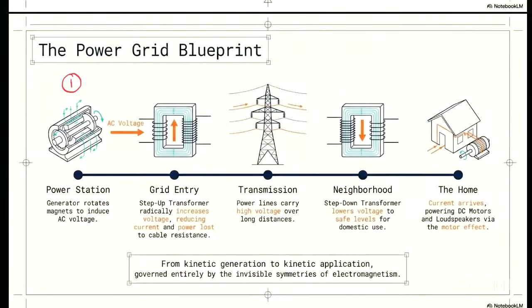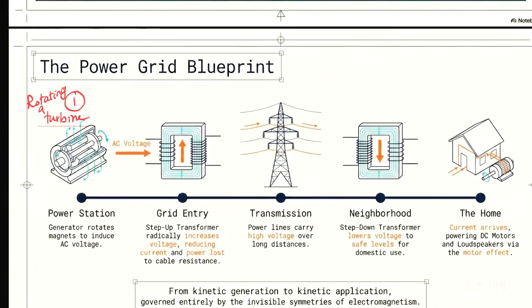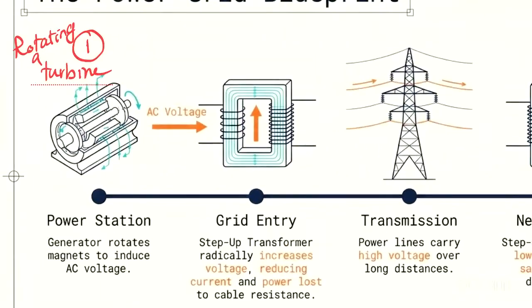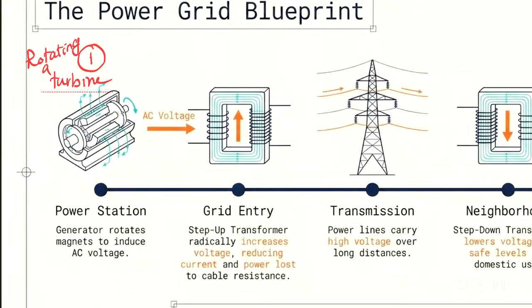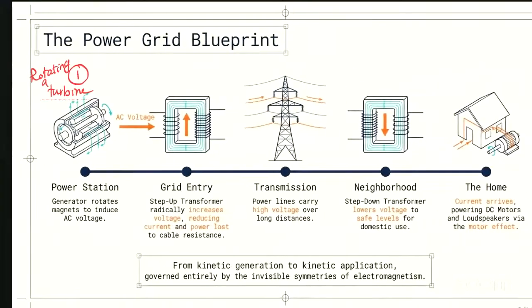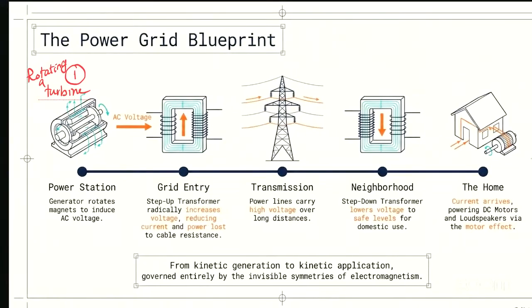So this generation of power can be done by rotating a turbine, right? Most of the time it will be rotating a turbine. In this turbine, there will be a magnet and it will be rotated. Because of the magnet rotation, the magnetic field lines will be cut and therefore there will be an induced voltage. That voltage will be directed towards the first transformer.